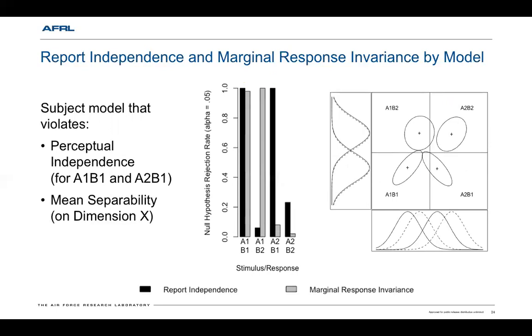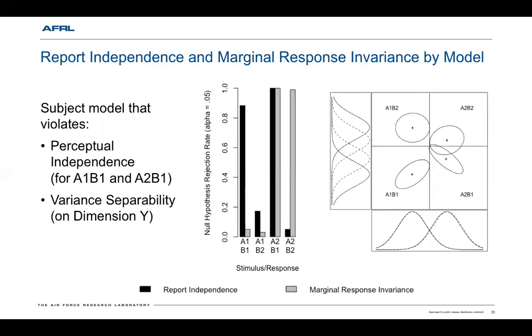For the subject model built with violations of perceptual independence and mean separability, we see high rates of rejection for report independence on the appropriate stimuli, high rates of rejection for marginal response invariance on the appropriate responses, and few rejections elsewhere. Likewise, for the subject model built with violations of perceptual independence and variance separability, we see high rates of rejection for report independence on the appropriate stimuli, high rates of rejection for marginal response invariance on the appropriate responses, and few rejections elsewhere.